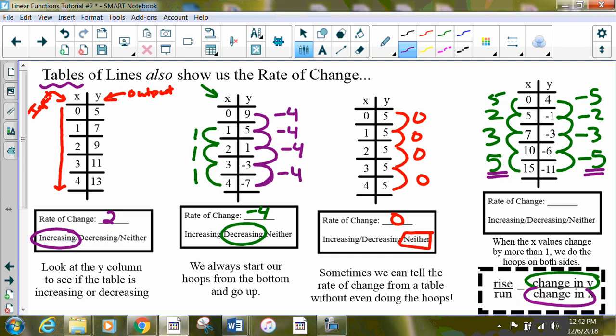So the rate of change would be negative 5 over 5. And I know what you're thinking. Well, wait a minute. We also have negative 3 over 3. And you're right, we also have negative 2 over 2. But if you put all of these in a calculator, aren't you going to get the same thing? If I put negative 5 divided by 5 and hit enter, I'm going to get negative 1. Same thing with negative 3 divided by 3. I'm going to get negative 1. The rate of change here is negative 1. Because it's negative, it is decreasing.